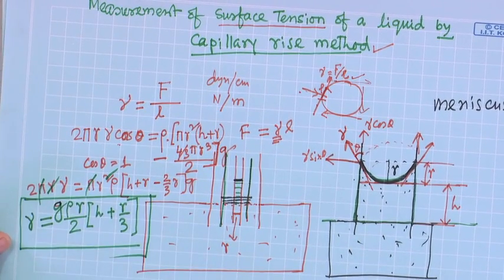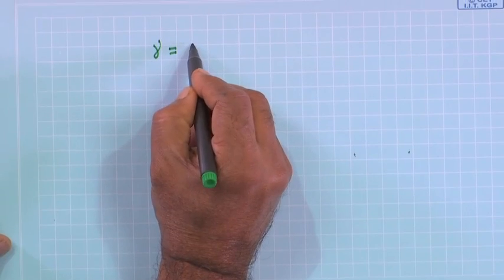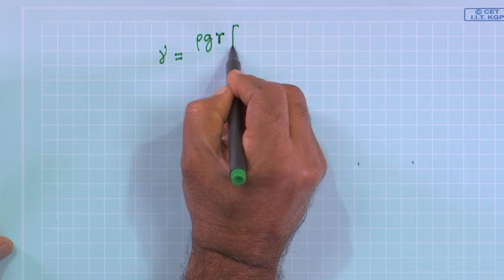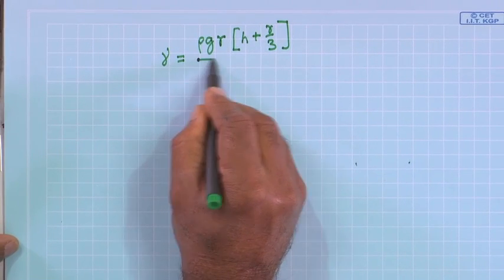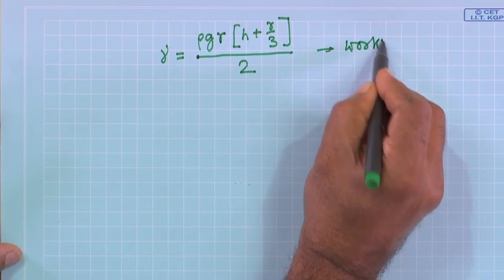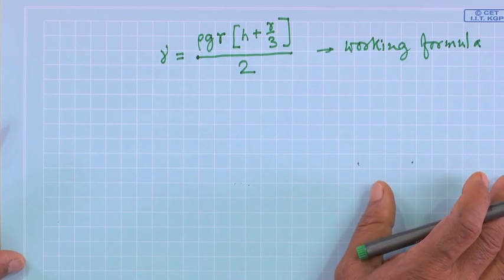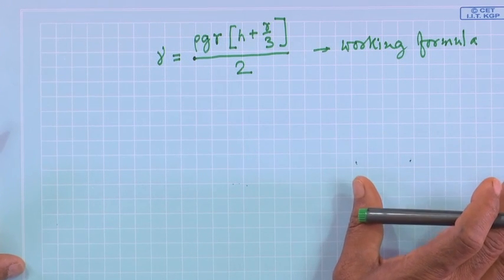Okay. Now, finally, what did I get? I got this working formula for the capillary rise method: gamma equal to rho G r, H plus r by 3, divided by 2. So, this is the working formula for the capillary rise method to measure the surface tension.